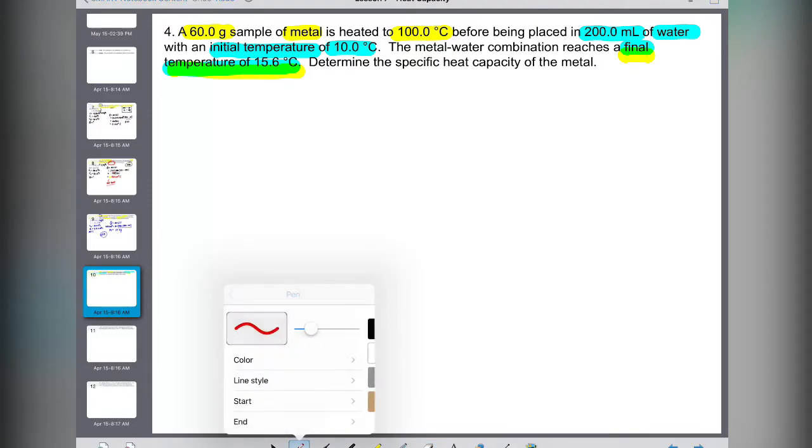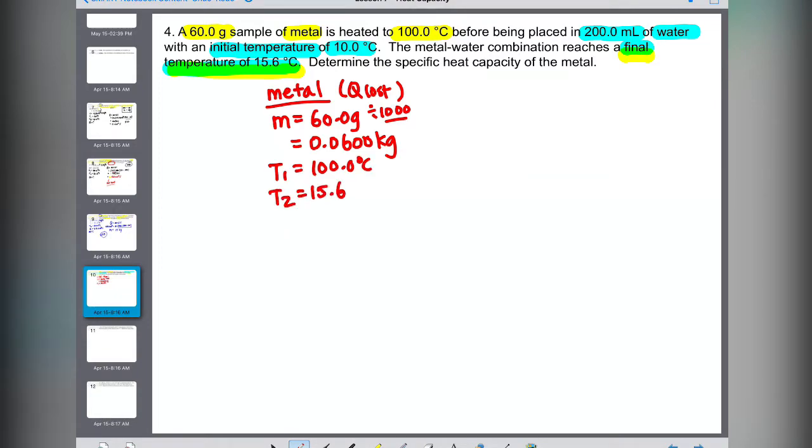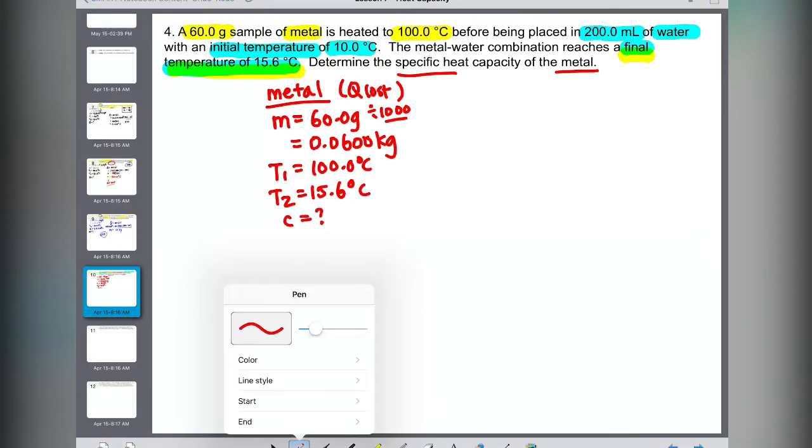Okay, I'm going to start out with two lists. I'm going to say one list is called the metal. The metal is the one that is going to go through the heat loss because it was hotter to start off with and then it'll cool down. So I know that the mass is 60 grams. We don't like that. We need it in kilogram, so divided by 1,000. Hopefully you remember how to convert. It was at a temperature of 100 and then it became 15.6. I didn't finish reading the question, they're asking for the specific heat capacity of the metal. So they would like you to find C for the metal.